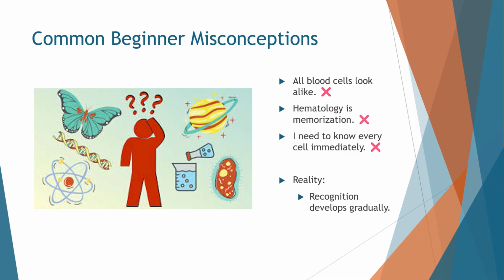And third myth: I need to know every cell immediately. Nope. Recognition develops gradually through exposure. Your brain builds visual libraries the same way it learns faces: repetition, comparison, and context. Early learners look for labels. Experienced professionals look for patterns. And here's reassurance I always give students. Even seasoned laboratorians occasionally pause and say, let me take another look. That pause isn't weakness, it's professionalism.